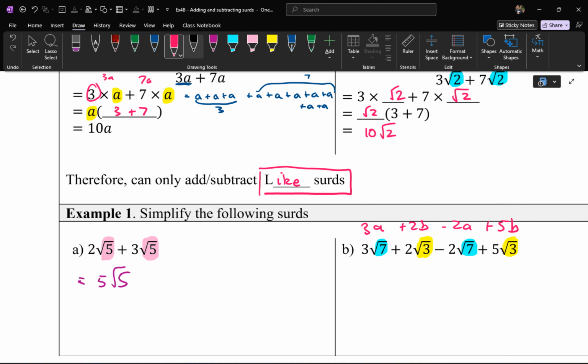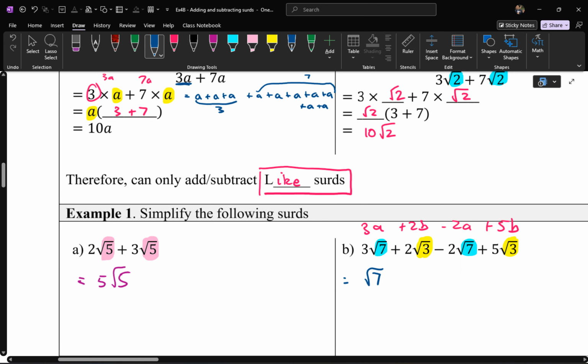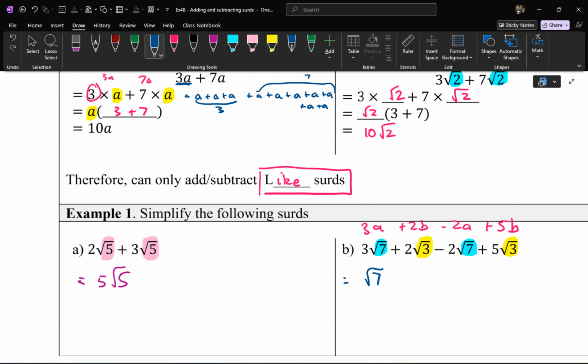So if you add them together, let's simplify it. 3 root 7 minus 2 root 7. I know they're like surds, so I can minus them. What's 3 root 7 take away 2 root 7? Very good. Now, just like algebra, we don't write the 1 at the front. We just write root 7. But you can write 1 root 7 if you want to. We just don't traditionally write that, just like 1x, you don't normally write the 1 in front of x. The next one, 2 root 3 plus 5 root 3. 7 root 3.